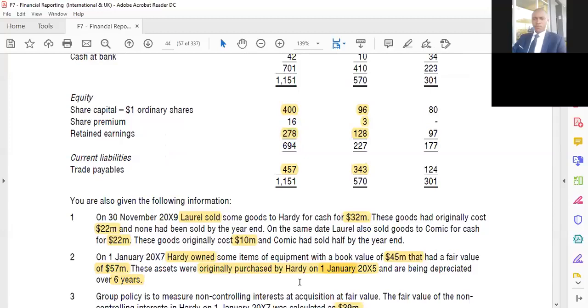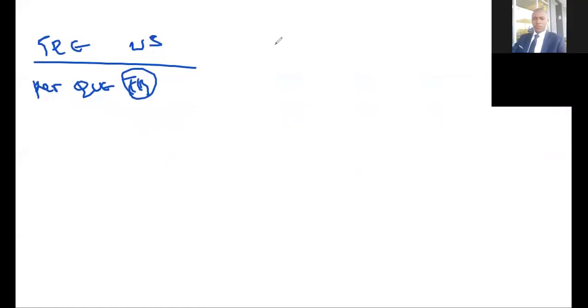So what do we do? My battery is getting low, I hope it won't go off. So we have the parent, we've got the subsidiary, and we've got the associate. For the parent, we have 278. For the subsidiary, we have 128. I'm failing to write properly because I'm running against time here. For the associate, how much? We have 97. So we've got opening balances.